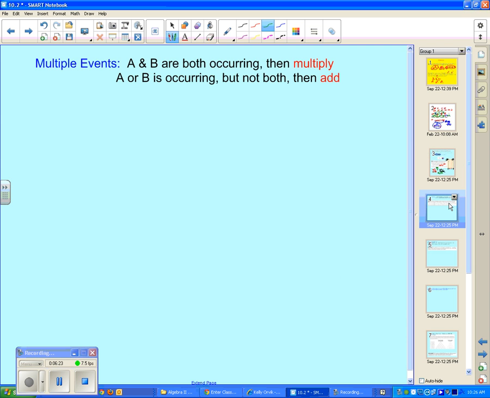Okay, so here's our rule that you have to follow. Whenever it's and, you're multiplying. Whenever it's or, you're adding.